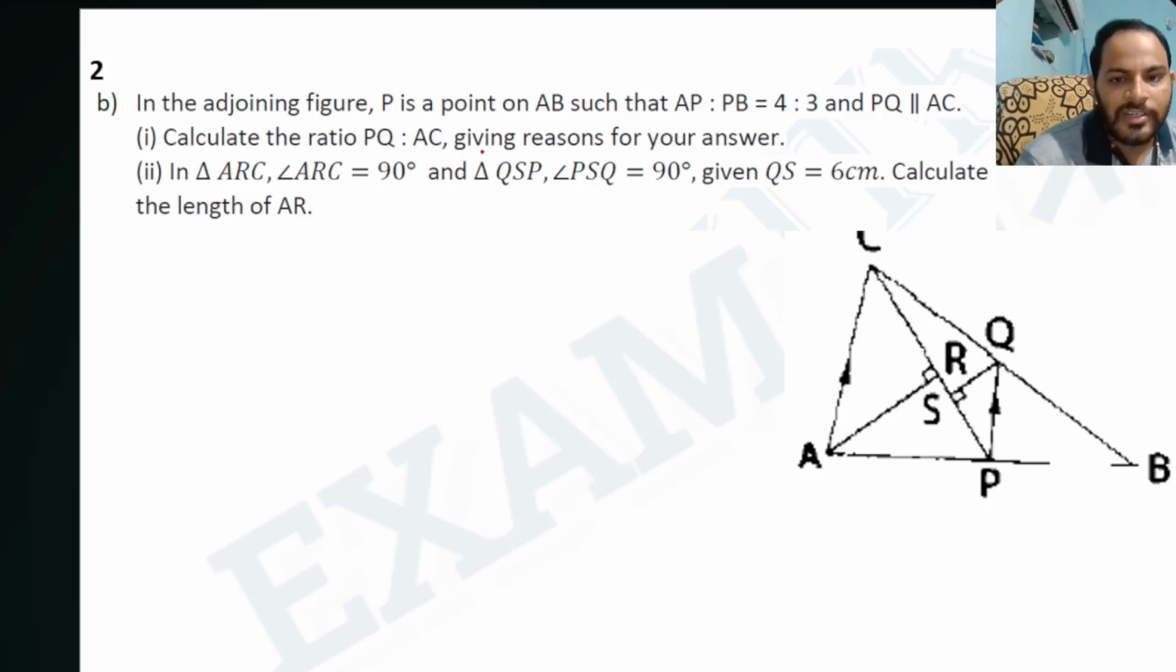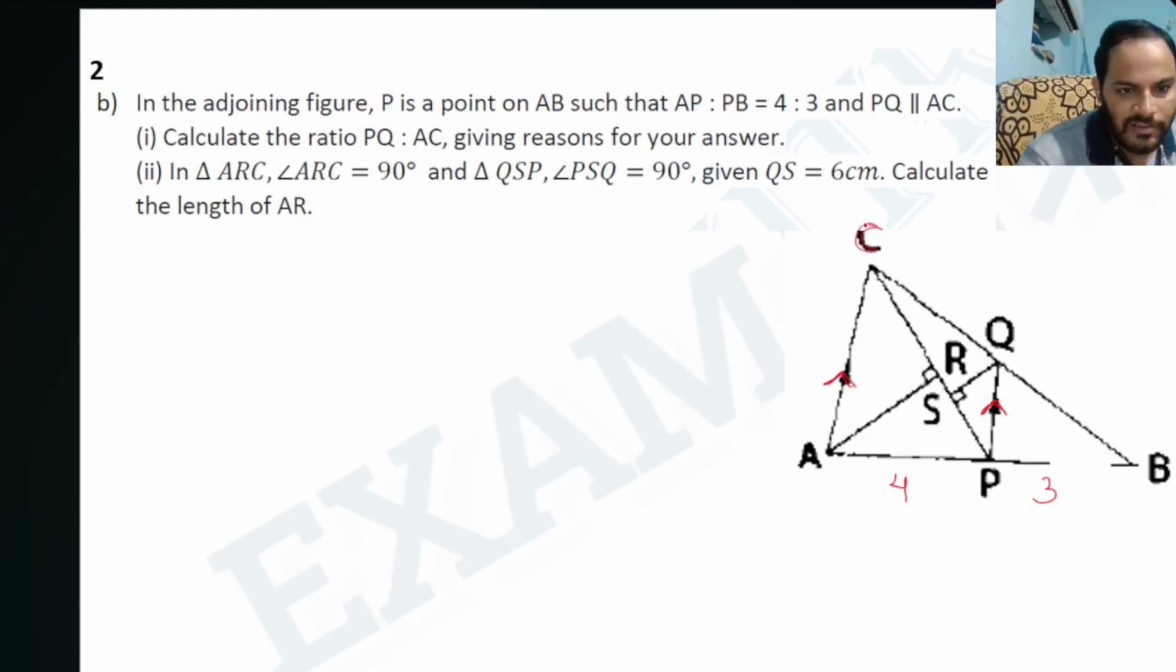So in this figure, P is a point on AB such that AP is to PB is 4 is to 3. That means this is 4 part of AB and this is 3 part of AB. And PQ is parallel to AC. So this PQ is parallel to AC. Calculate the ratio PQ is to AC. That means we need to find the ratio of PQ is to AC.